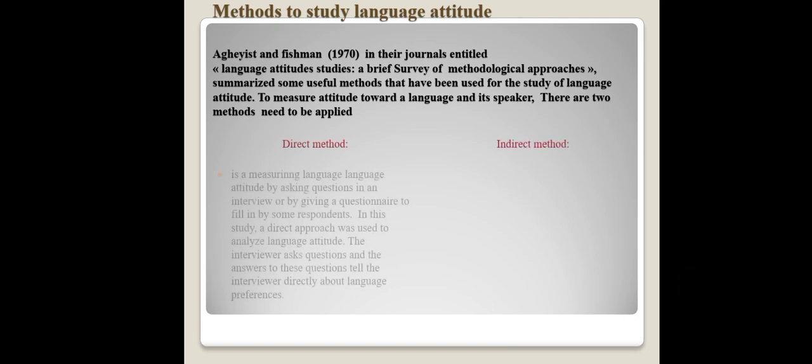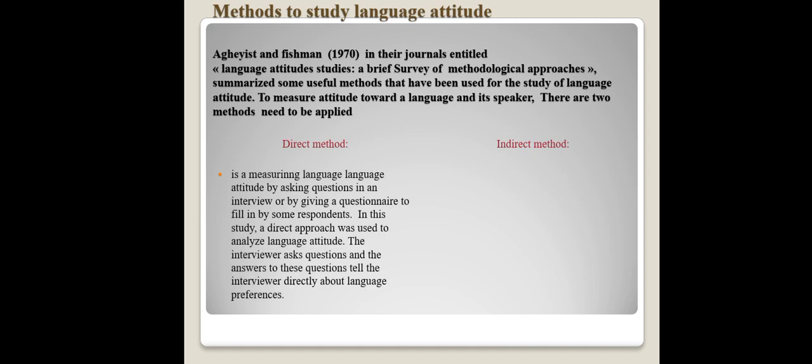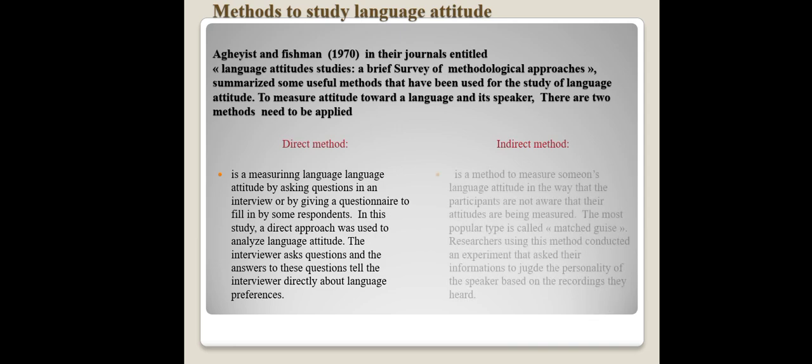The direct method is measuring language attitude by asking questions in an interview or by giving a questionnaire to be filled out by some respondents. In the study, a direct approach was used to analyze language attitude. The interviewer asks questions, and the answers to those questions tell the interviewer directly about language preference.